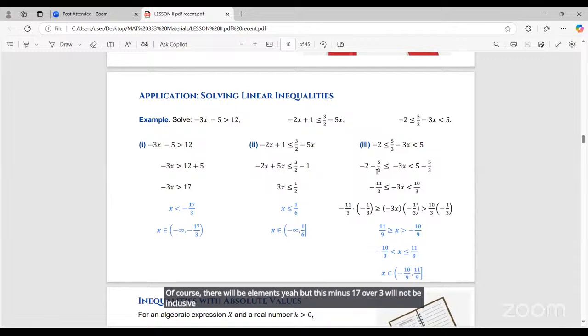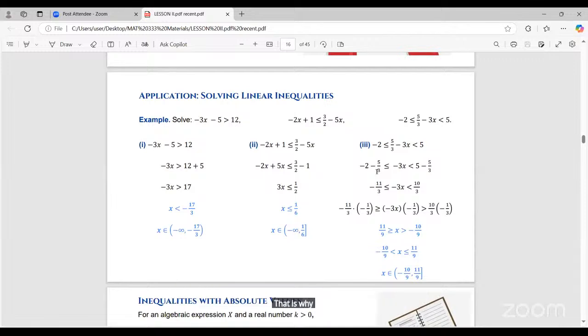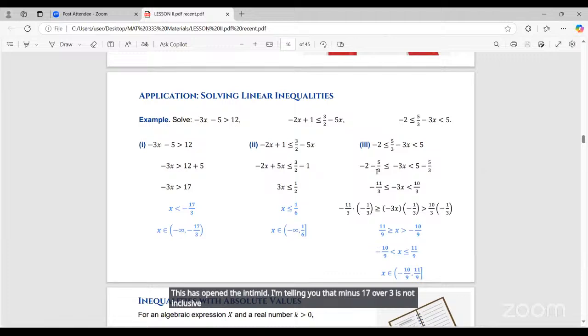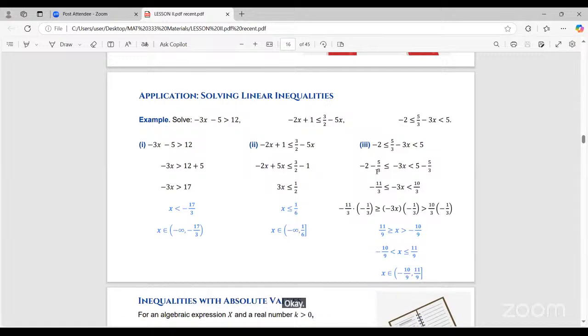That is why the interval is open. Since I've opened the interval there, I'm telling you that minus 17/3 is not inclusive, but any other number just before that minus 17/3 is part of it. You get me? Yes, ma'am. But once the interval is closed, that number is inclusive.